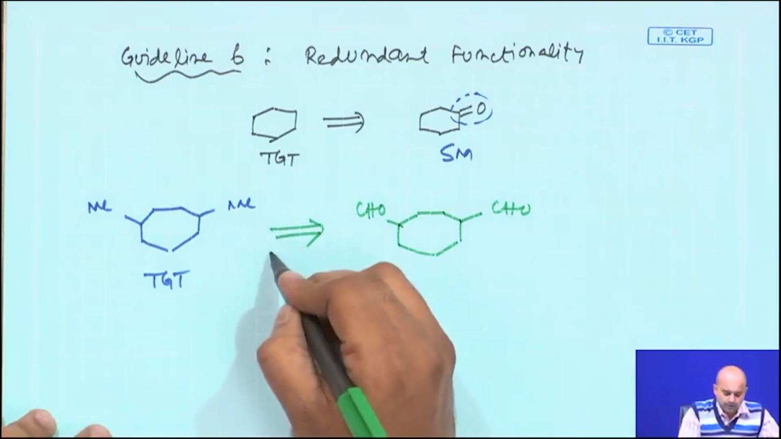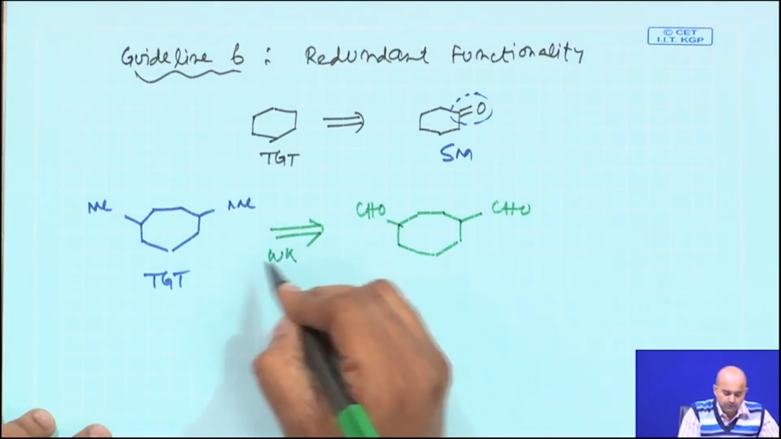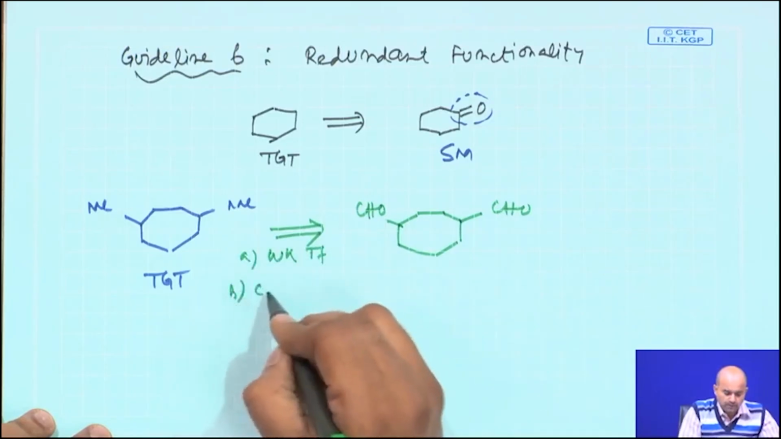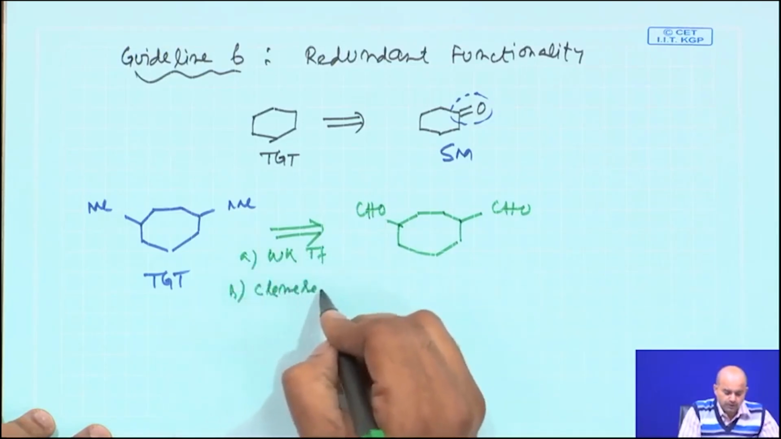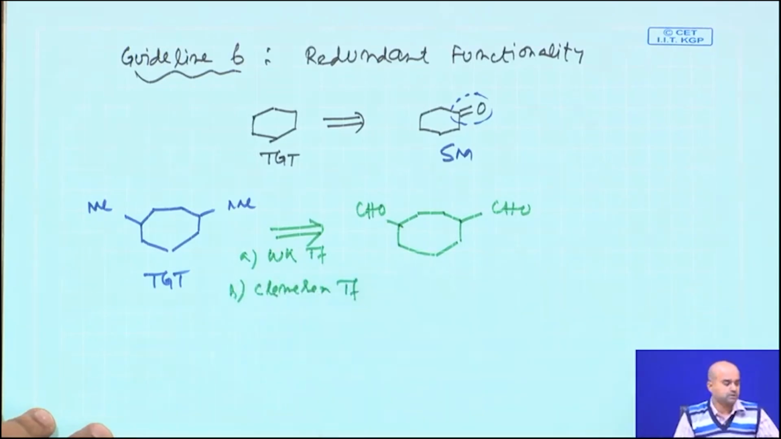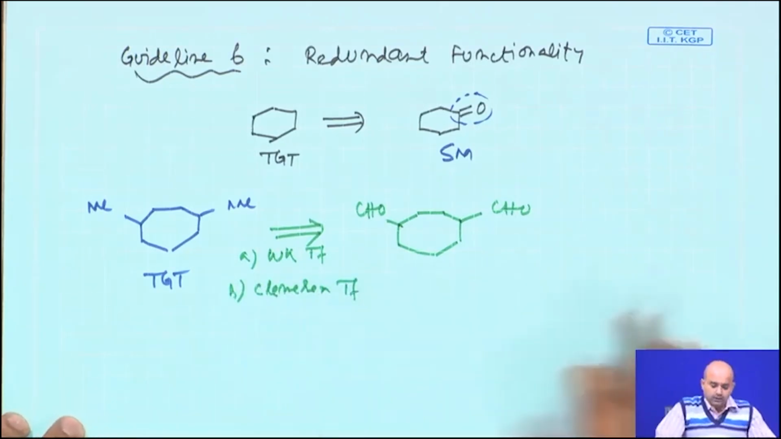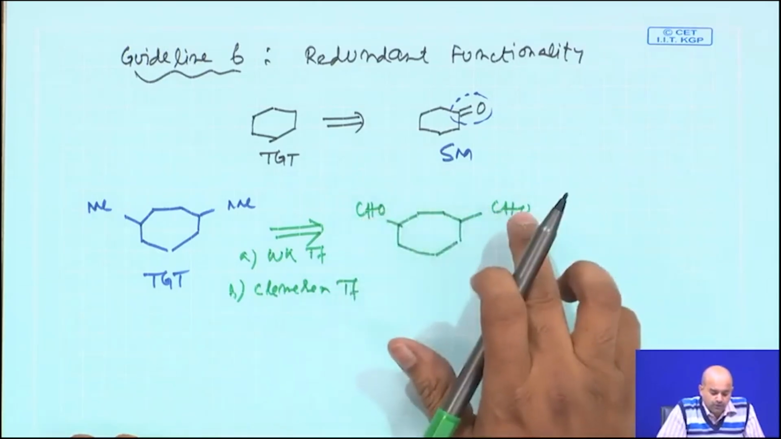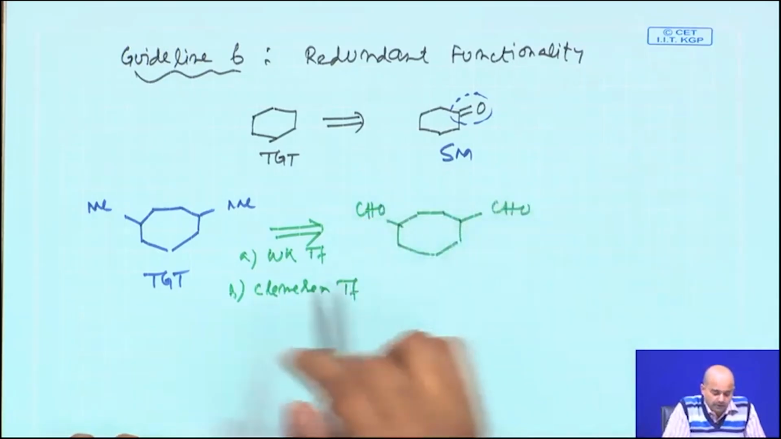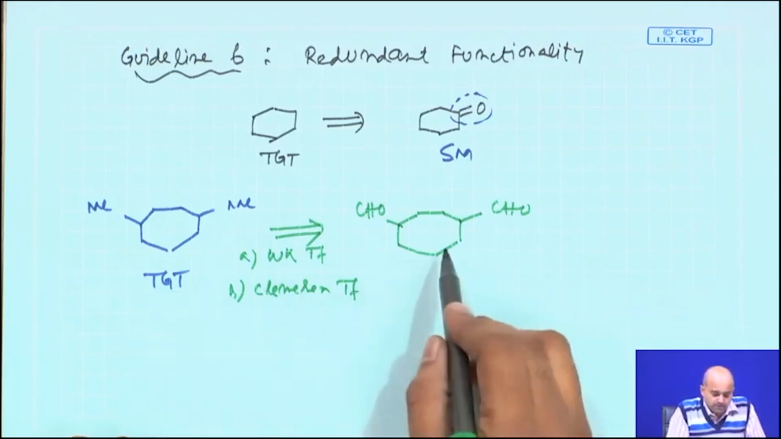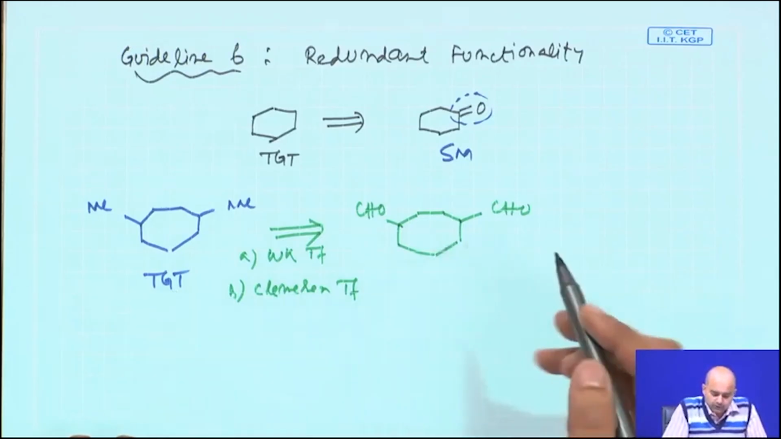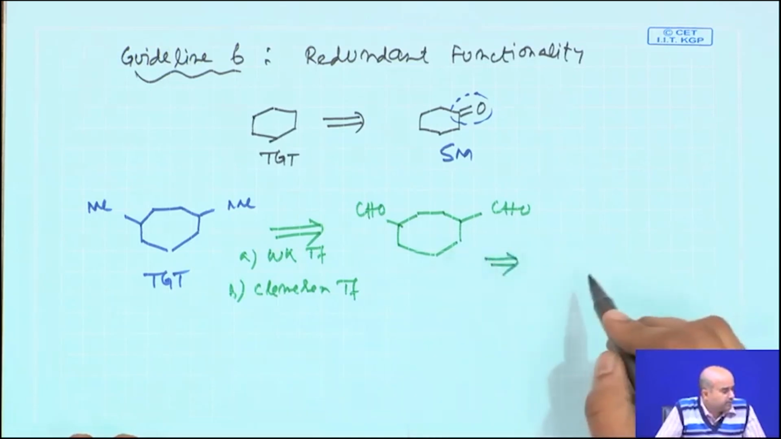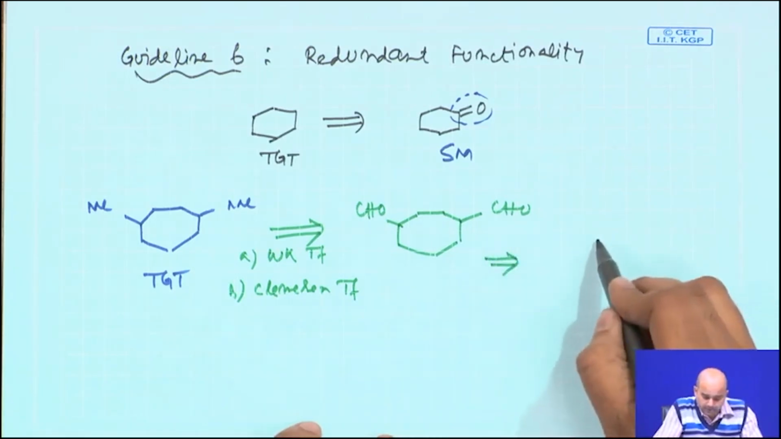which you already know. You can do a Wolff-Kishner type transformation, or you can do a Clemmensen reduction. This is already known to you, the Clemmensen transformation. Fine. Now, this kind of functional group you need to think about. Here, as the target molecule I have given, the starting structure was not given, it is fine. Now let us simplify how this intermediate we can convert.